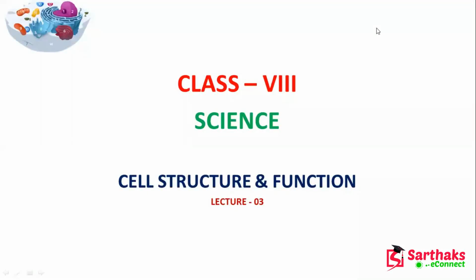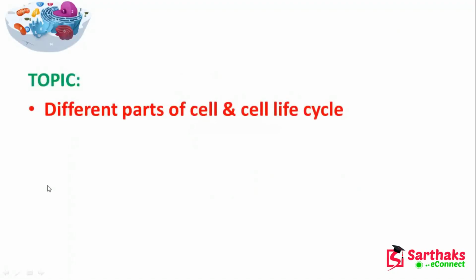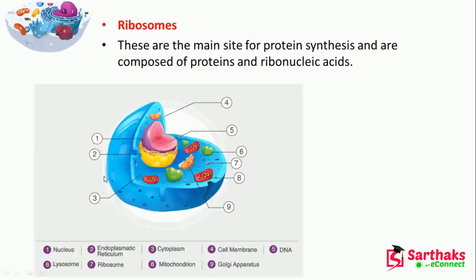Hello students. So we will study the chapter cell structure and function. In lecture 3, we will study the different parts of the cell and the cell life cycle. Okay. So already we have studied different types of cells, like prokaryotic and eukaryotic, unicellular, multicellular. Now we will study different parts also.